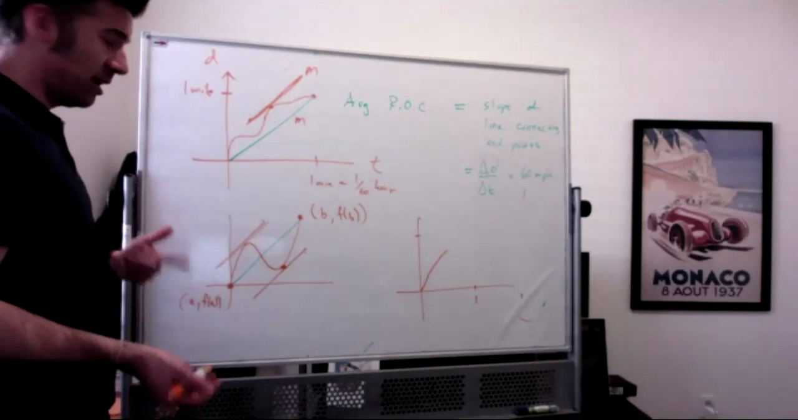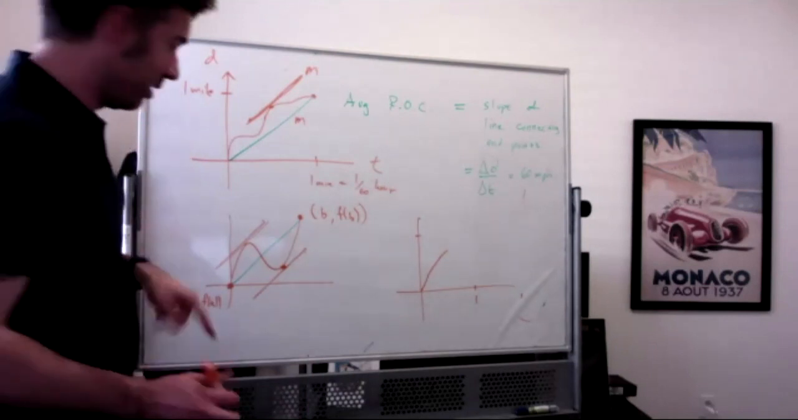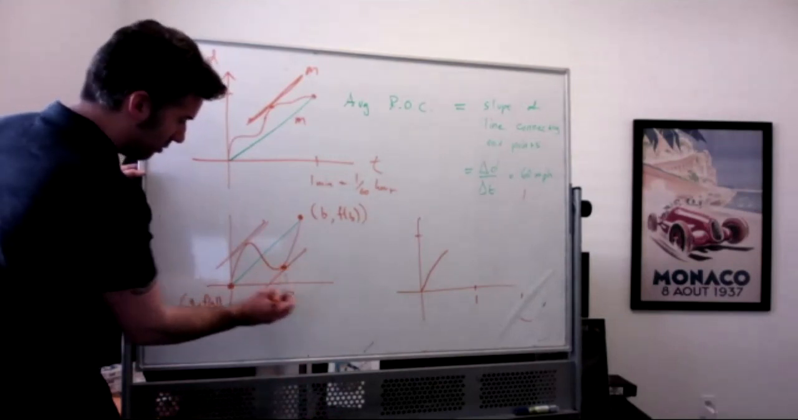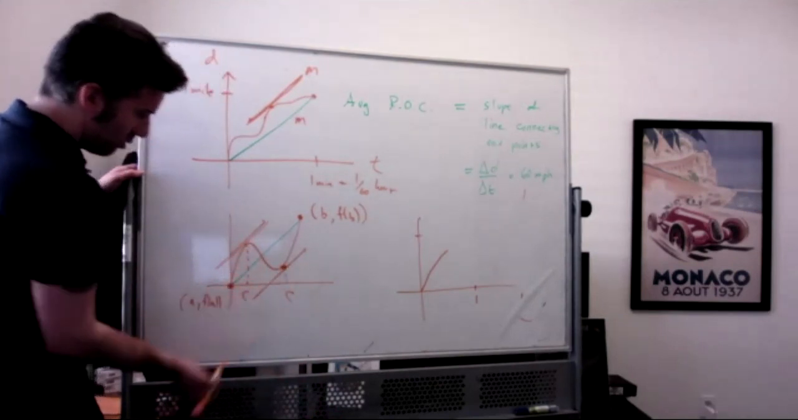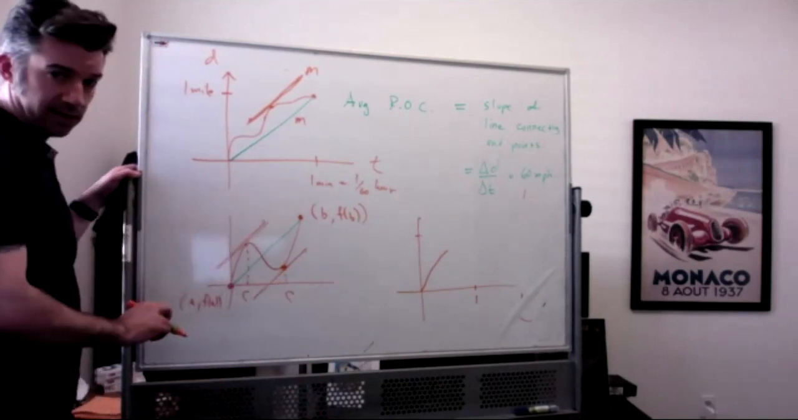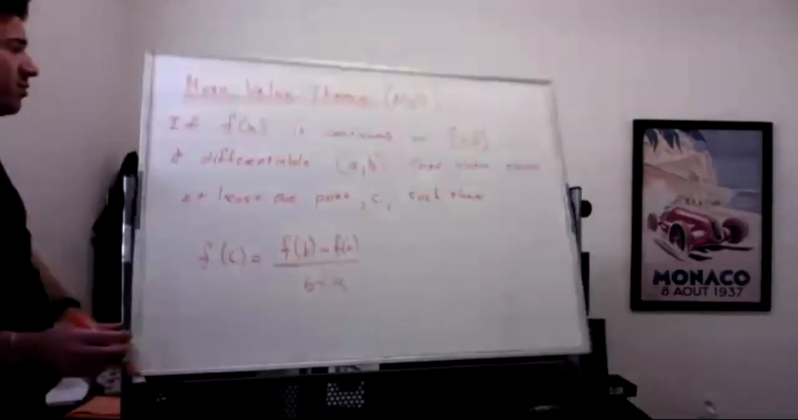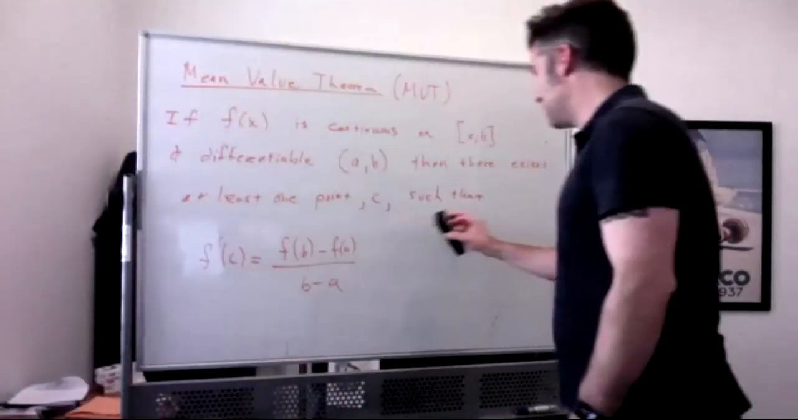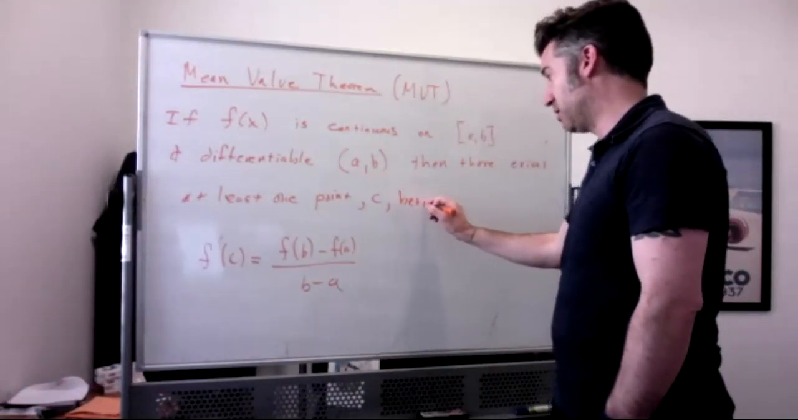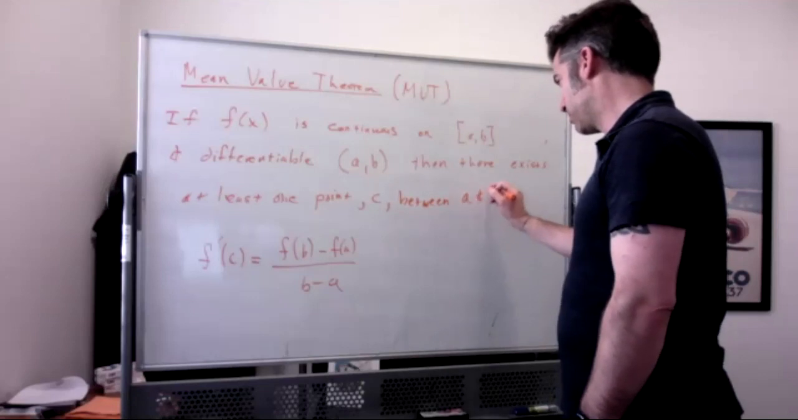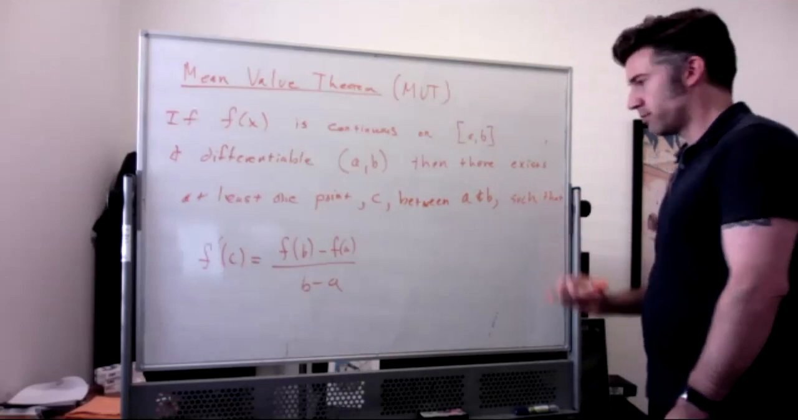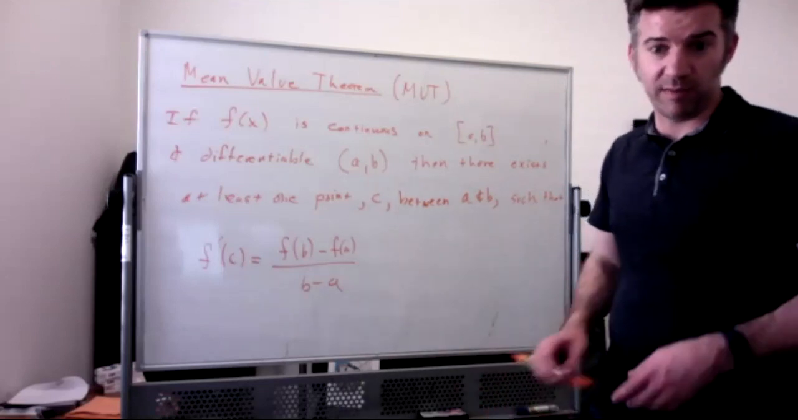And what the theorem says, and I forgot one important small thing, which I'll fix in a second. The theorem says there has to be a number c, at least one, but maybe more, where the derivative at the point c is equal to the slope of that line connecting the endpoints. There's at least one point c between a and b such that this is true. f'(c) equals f(b) minus f(a) over b minus a.